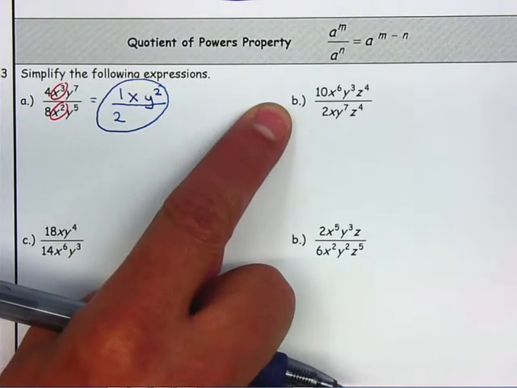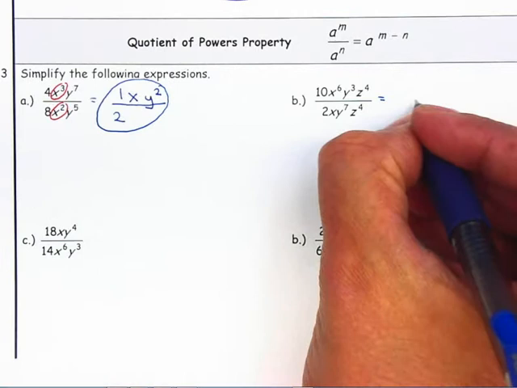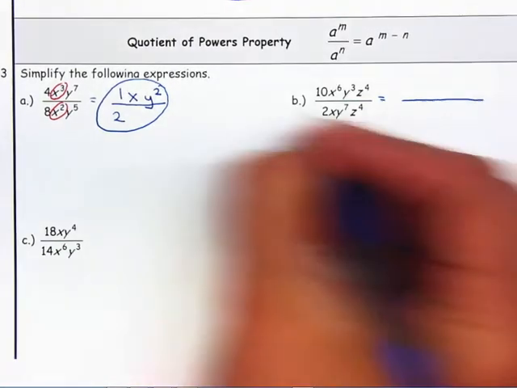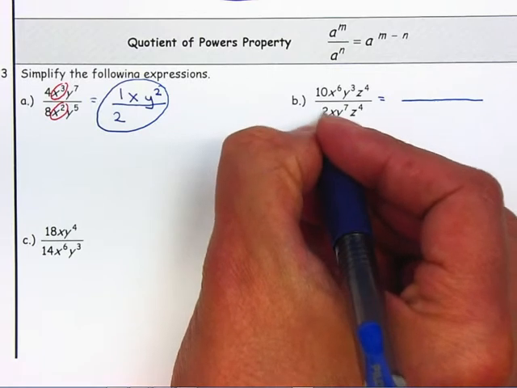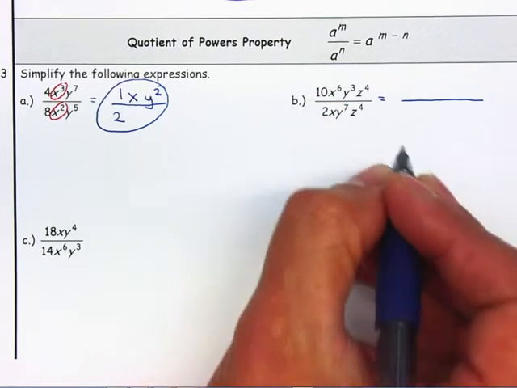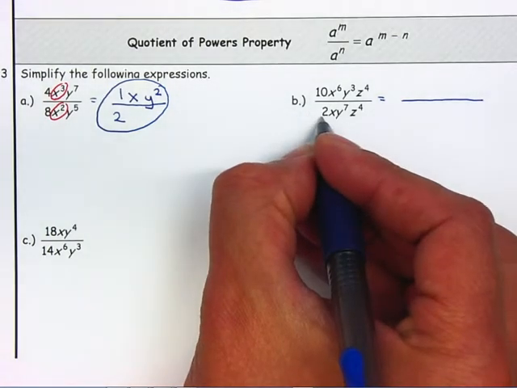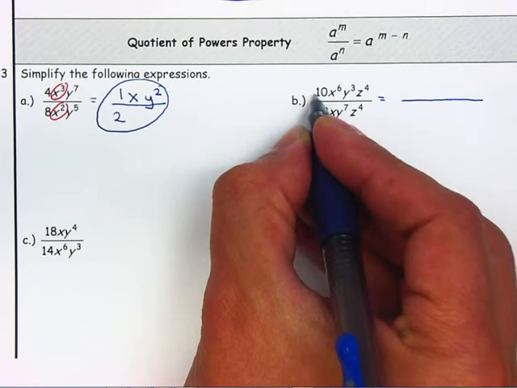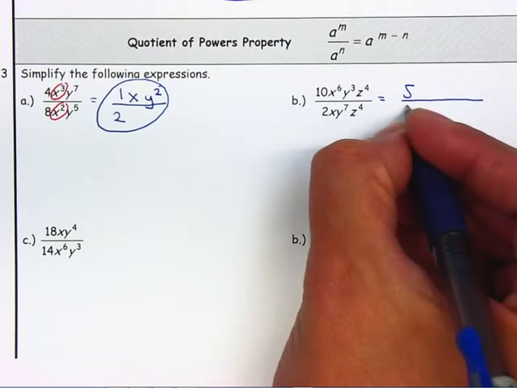For letter B, we're going to go through the same process. We're going to subtract the exponents. But whenever you have coefficients, we don't subtract the coefficients. That's a coefficient just like a fraction. We need to reduce it. So one number divides 10 and also divides 2. So we can reduce it by 2. So 10 divided by 2 will give us a 5. 2 divided by 2 will give us a 1.